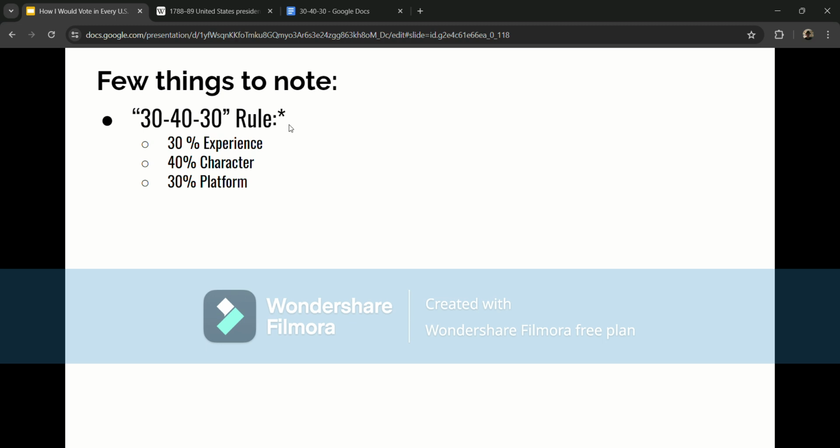Of course, you'll notice a little asterisk right next to the 30-40-30 rule. That means, of course, under most normal circumstances. There are some pretty unique elections that have happened over the 220-something years that we've been a country, or 240, I guess, now at this point. So this will not apply to every single one of them. You'll know them when you see them.